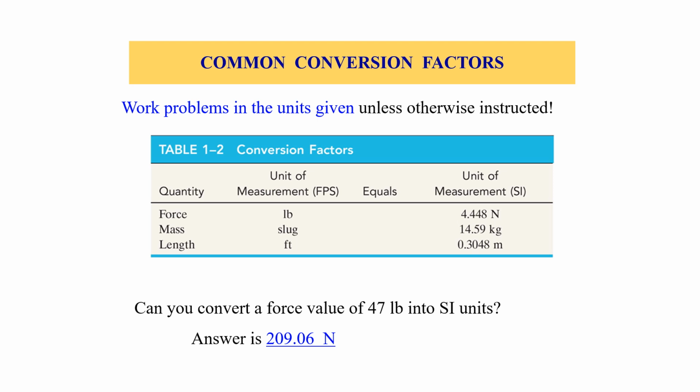There are certain common conversion factors between pound force and Newton, which is the SI unit. For mass, one slug is 14.59 kilogram, and for length, 1 foot is 0.3048 meter. So these are the conversions which we may have to know.